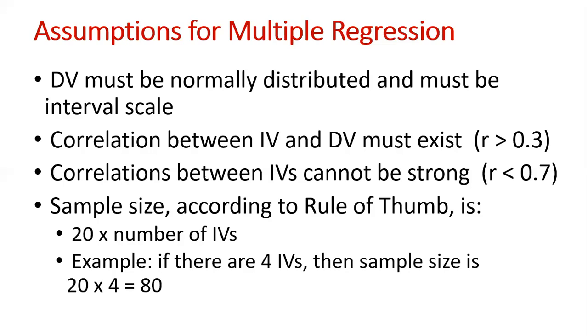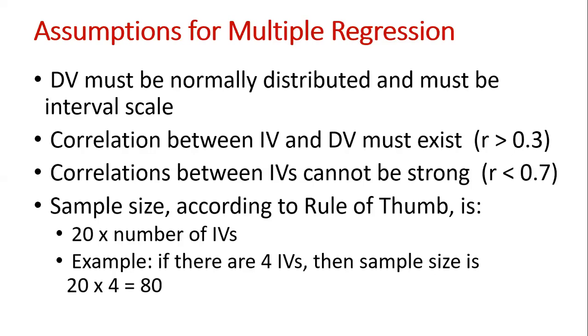What are the basic conditions for assumptions in multiple regression? The first thing is that the dependent variable's distribution must be normal. That means you need to do a test for normality. Then the DV must be measured using an interval scale. At least interval; ratio is even better, but at least interval.